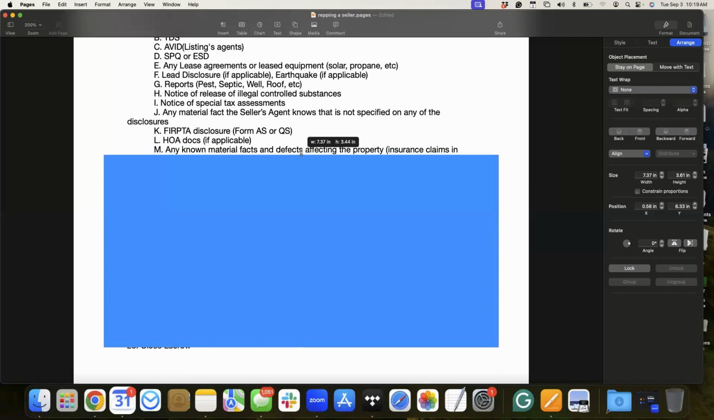What HOA docs are they supposed to be receiving? CC&Rs. CC&Rs, what else? What does the contract say? It says 12 months of financials and 12 months of minutes from meetings and special meetings. But all that is public information though. The buyer should do their due diligence and look it up online. Sometimes it's public and sometimes it isn't. So it depends on the HOA company. CC&Rs are public.